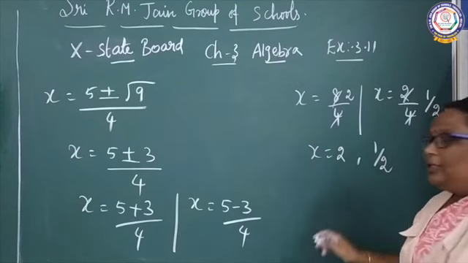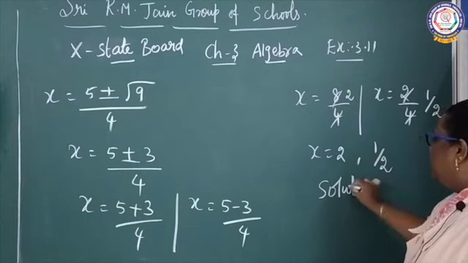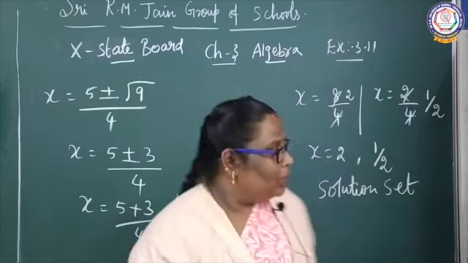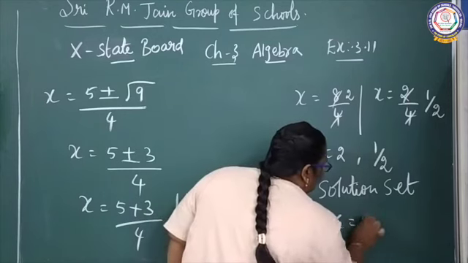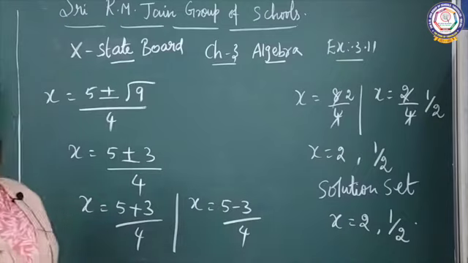What is the solution set? What is the solution set here? Solution set: x equal to 2 comma 1 by 2.